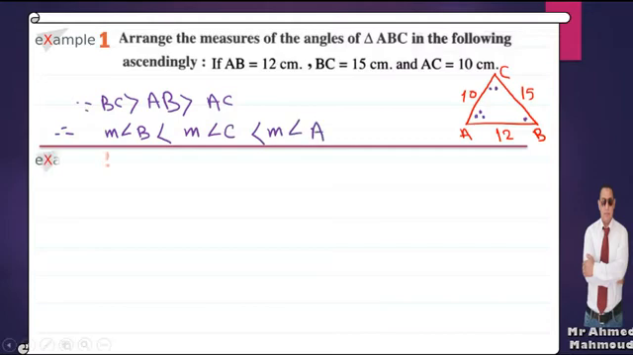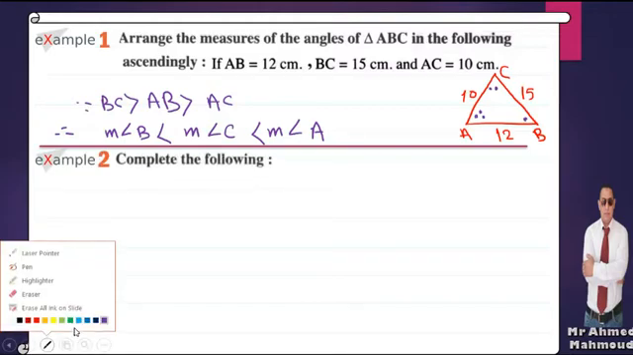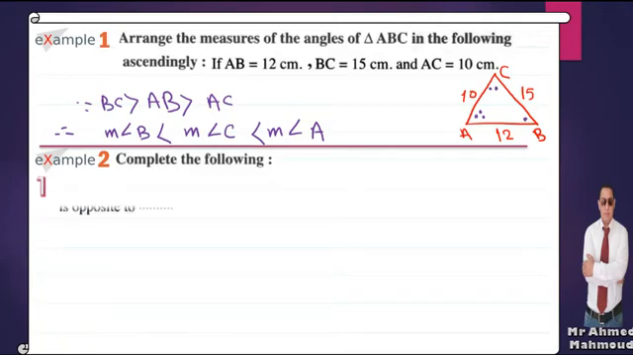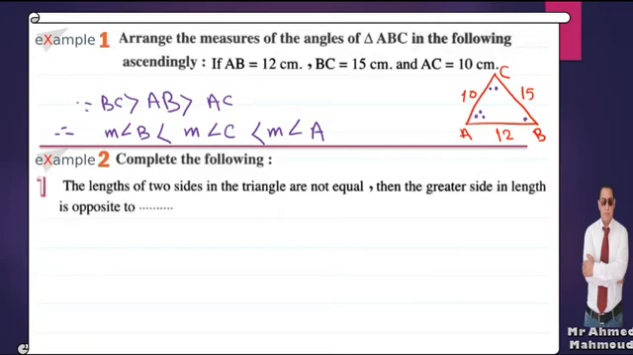The next one, here in this example, complete the following. Number 1, if the lengths of two sides in a triangle are not equal, then the greater side in length is opposite to the greater angle in measure.